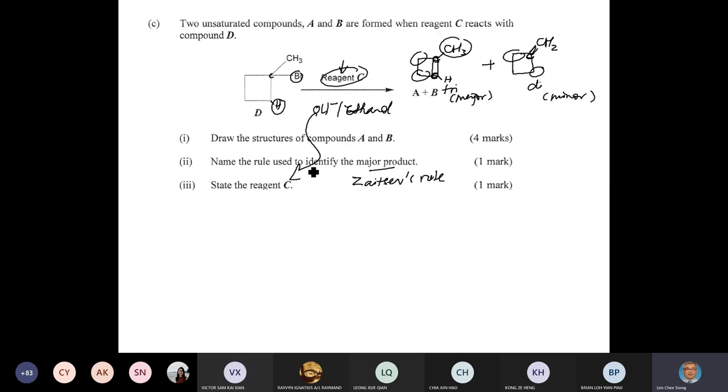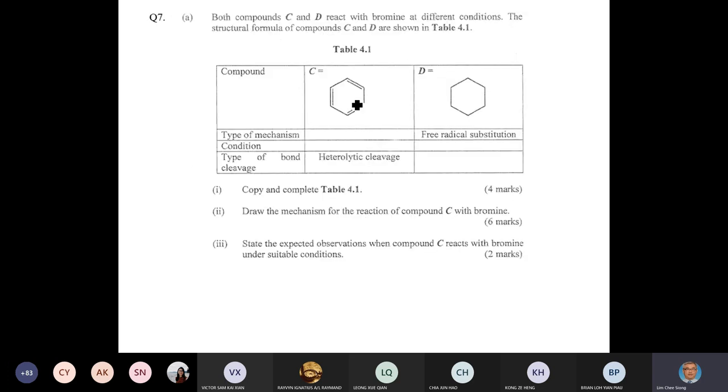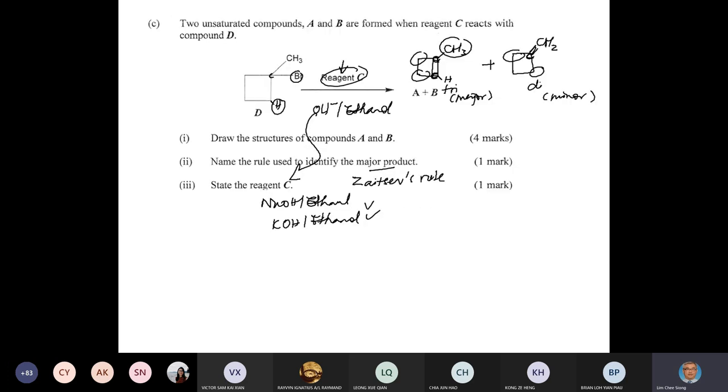Okay. Yep. In part 3, I wrote sodium hydroxide in ethanol. Sodium hydroxide in ethanol, is that okay? Okay, some students put NaOH with ethanol. Or they put KOH in ethanol, that is also fine, because both of them produce OH negative. Okay. Have you done the print screen?